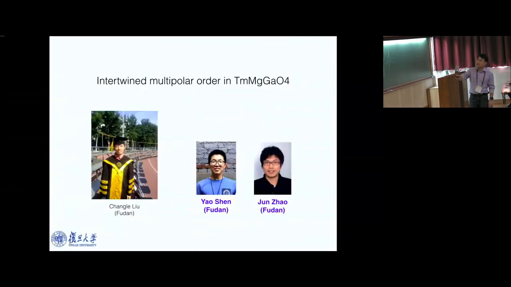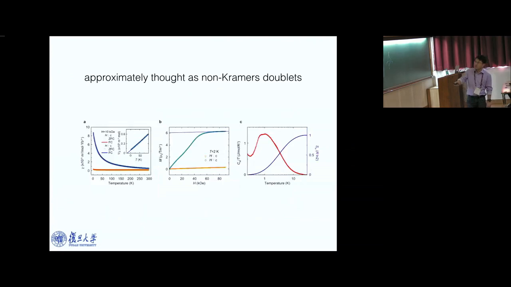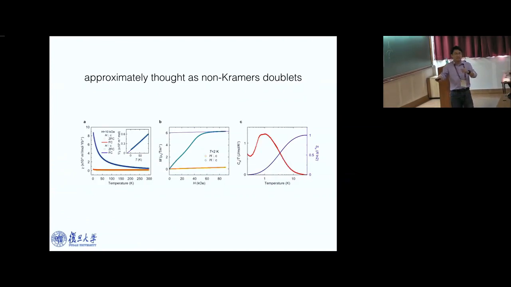Let me give you a physical example. This is an intertwined multipolar order discovered in this material. This is the susceptibility measurement for the field in plane and out of plane. For in plane, you don't see any response because the in-plane component is non-magnetic. Only the out-of-plane component is magnetic. Likewise, if you apply the field in plane and out of plane, for in plane there's almost no response, and for out of plane you get a magnetic response. Remember this fact. And this is the heat capacity; there is a peak around here, a phase transition around 1 Kelvin.